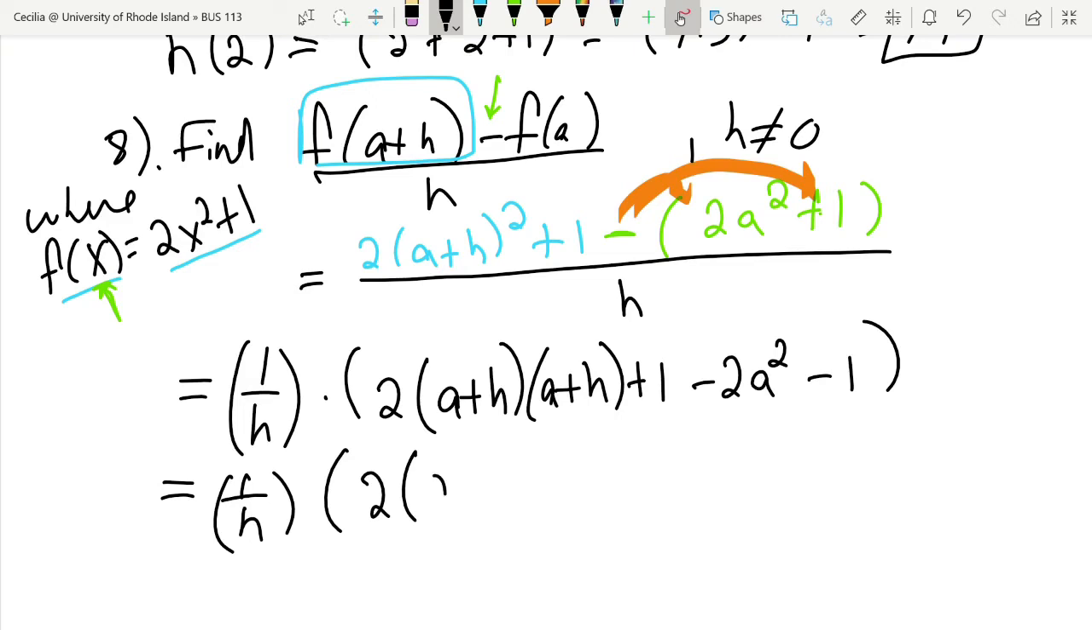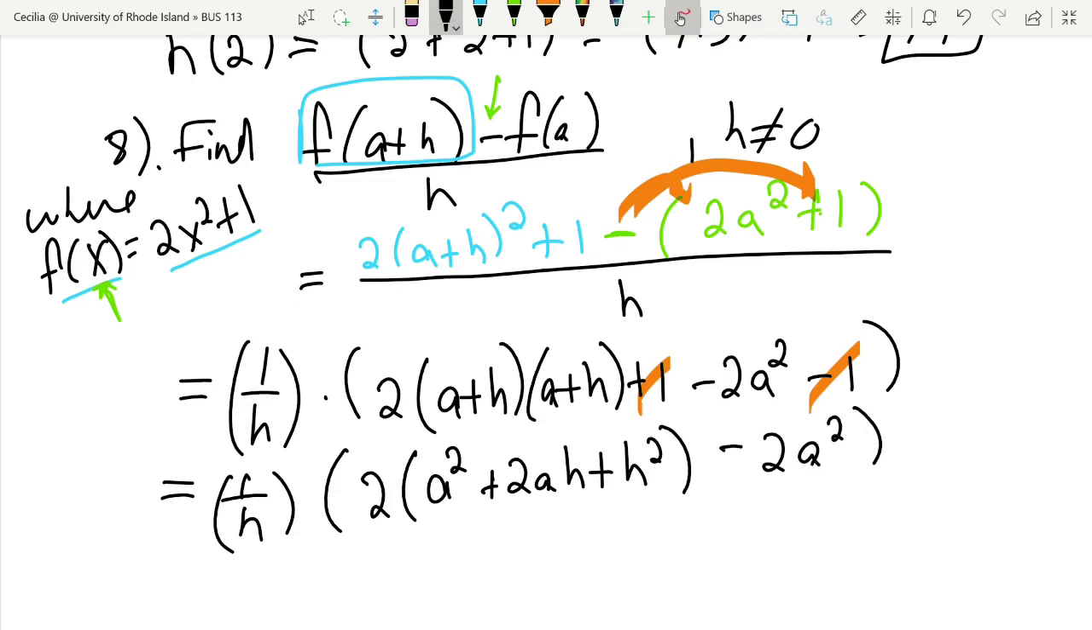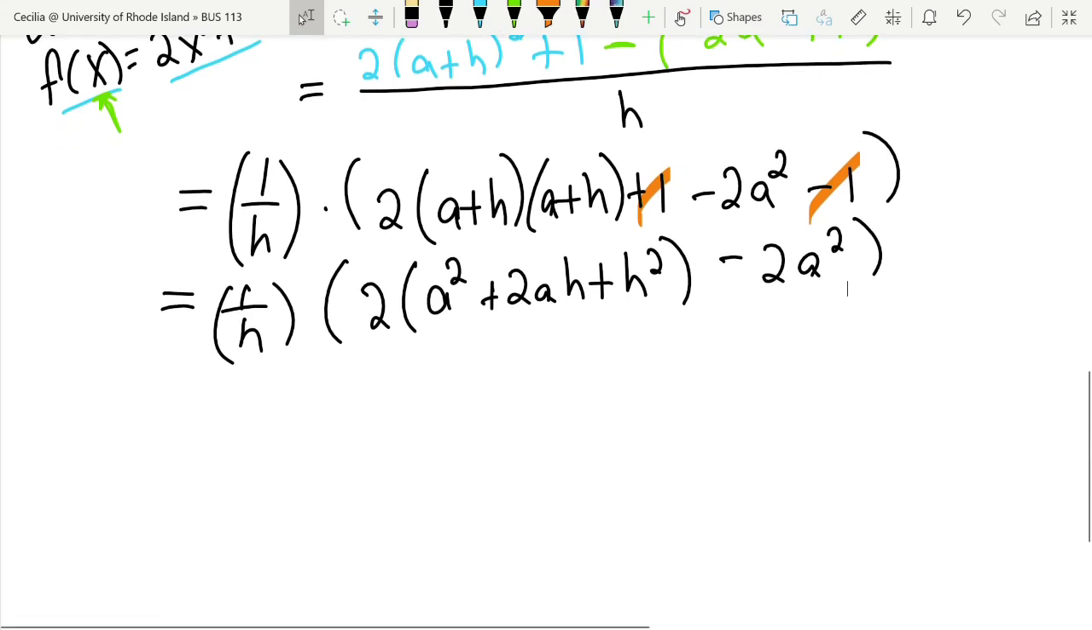So I have an a squared from the outer and inner, a, first gives me a squared. Outer is ah, another ah, and then an h squared. So that's plus 2ah plus an h squared. And then I see that plus 1 is canceled with minus 1, and I have a minus 2a squared to bring along. Alrighty, next, let's keep on going.